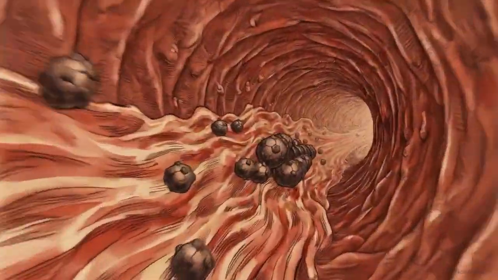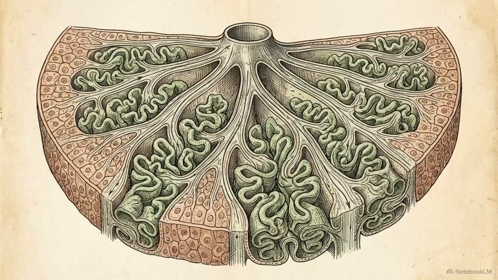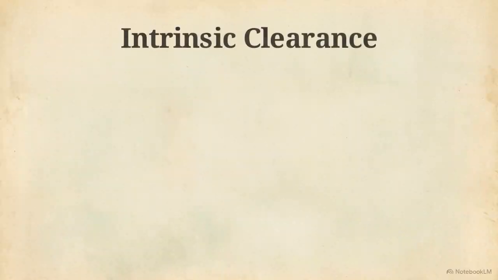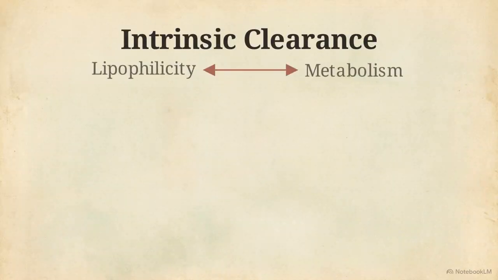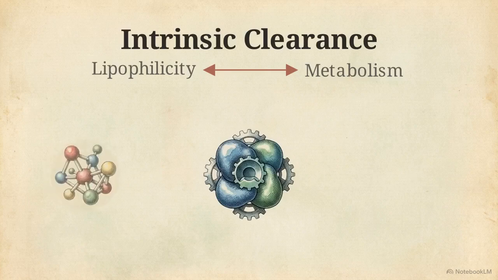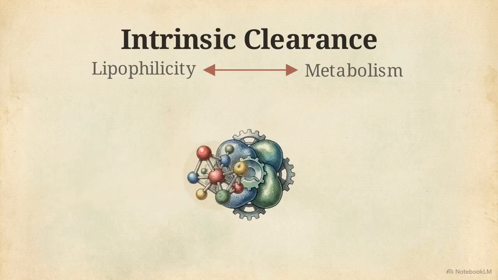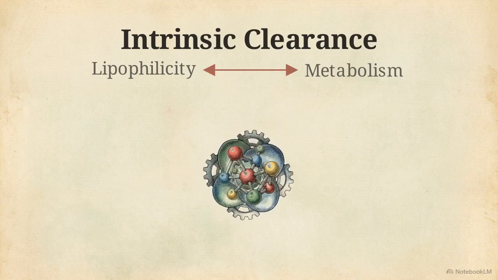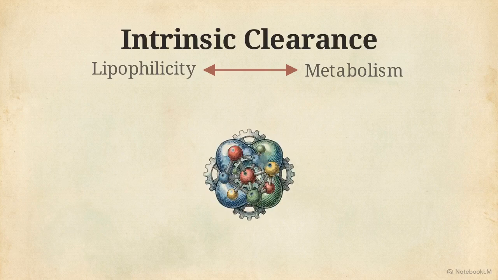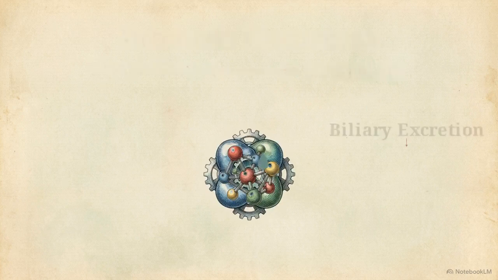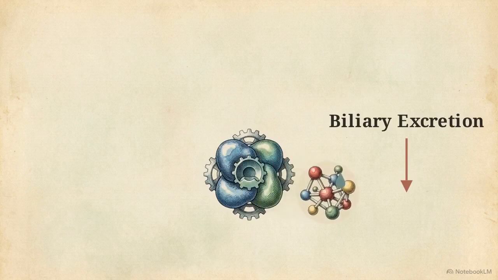This vessel leads directly into the liver. Here, the drug faces hepatic first-pass metabolism. The liver contains a high concentration of metabolizing enzymes and efflux transporters designed to neutralize foreign compounds. Survival is quantified by intrinsic clearance, dictated by the affinity between the molecule and liver enzymes. Highly lipophilic drugs are most susceptible to rapid metabolism. The liver recognizes fat-soluble compounds and oxidizes them, making them hydrophilic for biliary excretion.